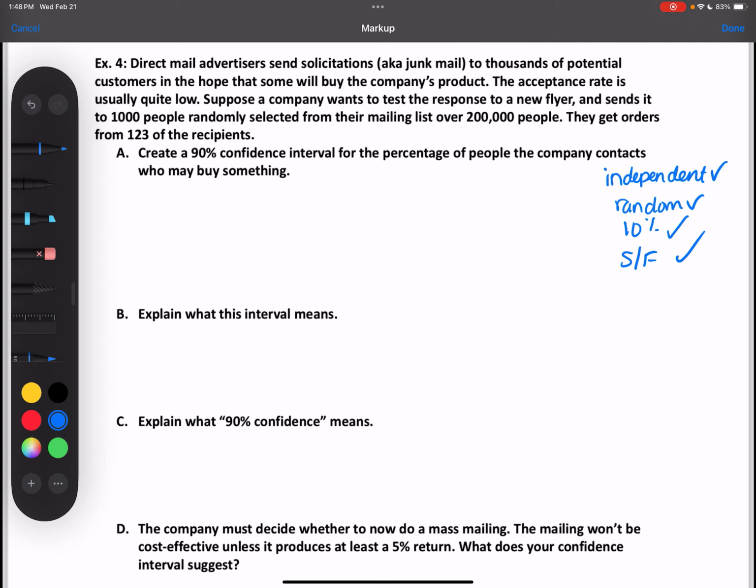So, P hat, that's why I was going to do that first, and I was like, no, we technically should check the conditions first, but P hat would be what? Or how would I find that number? 123 divided by 1,000. Yep, 123 that bought something out of the 1,000 that got something sent to them, which is 0.123.